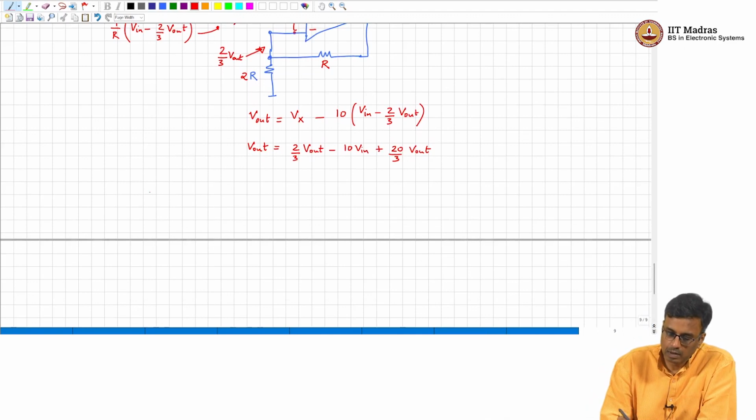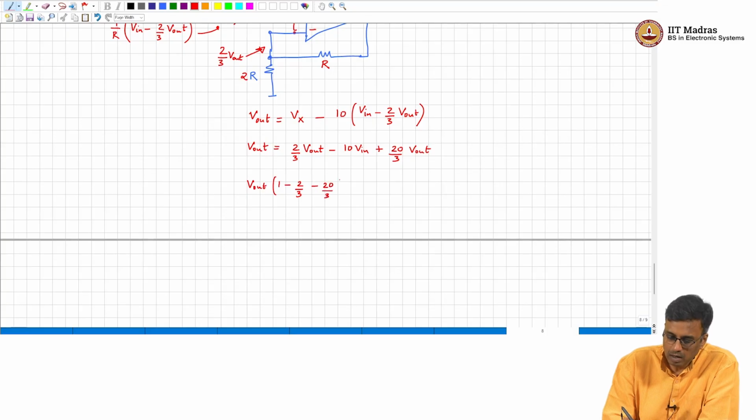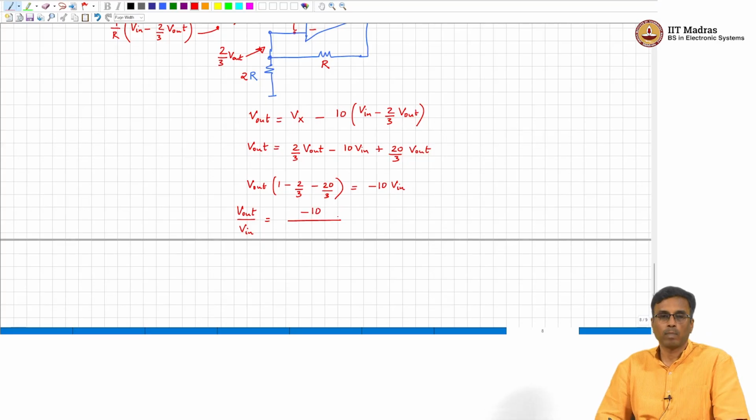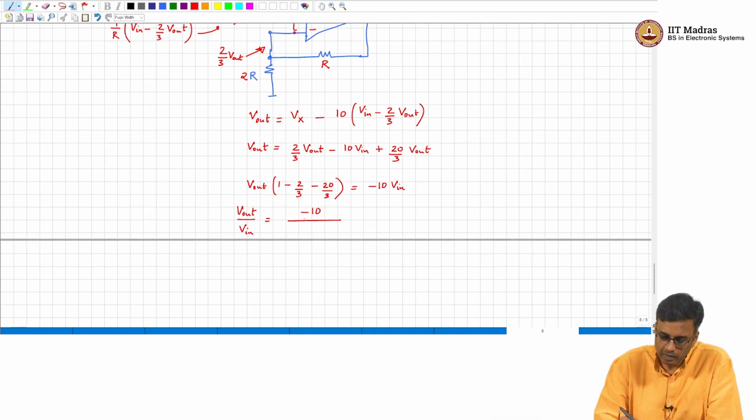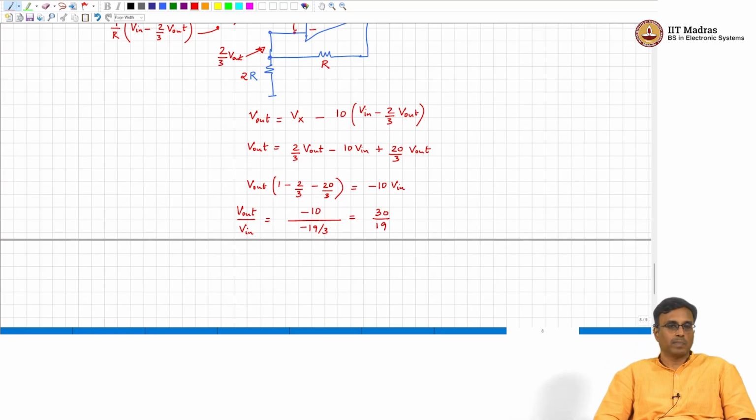So, what happens? V out times 1 minus 2/3 minus 20/3 must be equal to minus 10 times V in. So, V out by V in is minus 10 over minus 19/3, therefore, this is nothing but 30/19. Does it make sense?